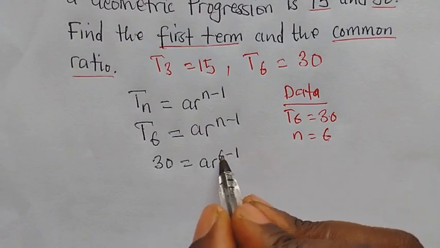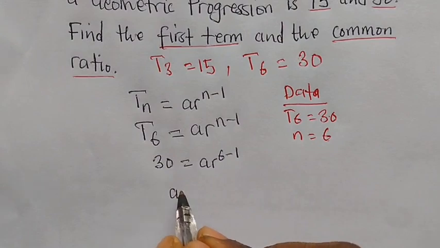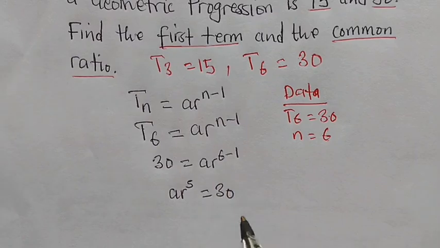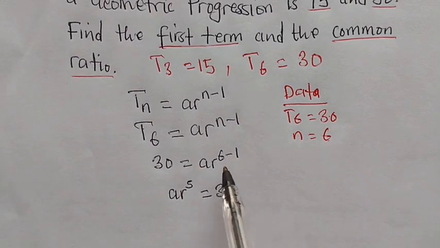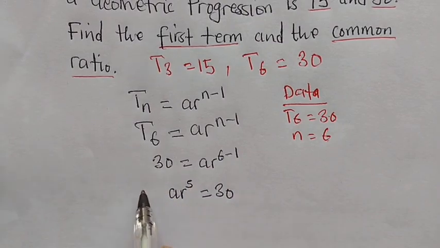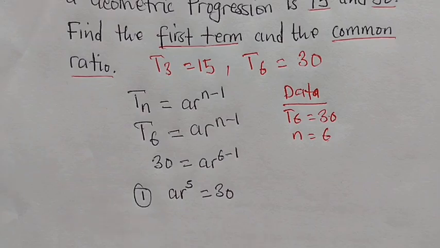So just work out 6 minus 1, where we'll get ar power 5 is equal to 30. So here we have just substituted 6 minus 1, it's 5. Okay, so you name this as your equation 1.